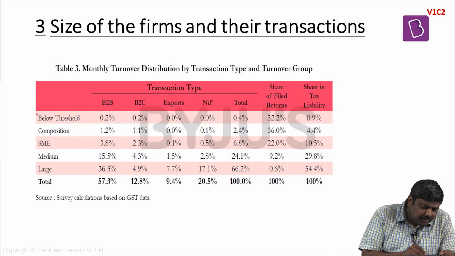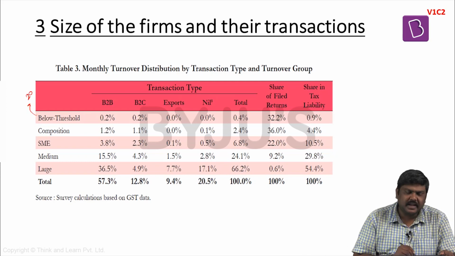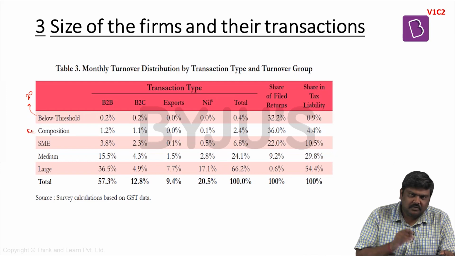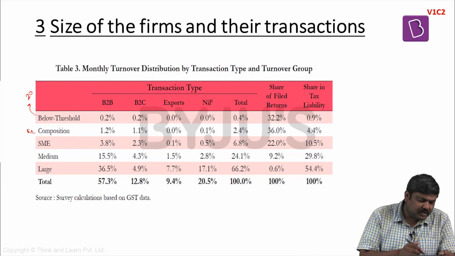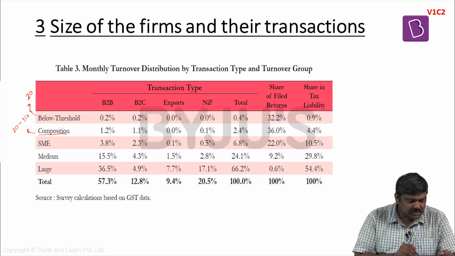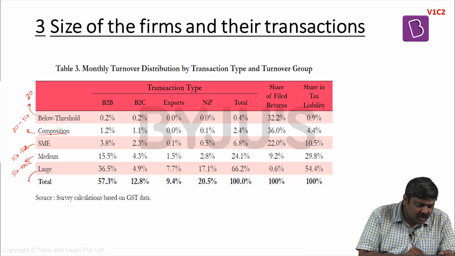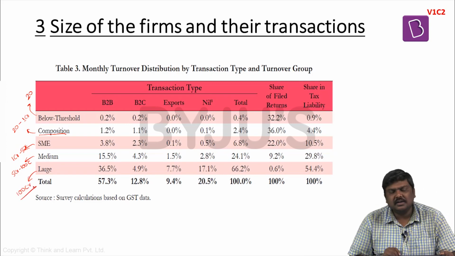For example, below threshold are the firms where the turnover is lesser than 20 lakh rupees. Composition, for the sake of calculation, they have said that the firms whose turnover is more than 20 lakh but lesser than 1 crore rupees will be under composition. SMEs, the turnover will be more than 1 crore rupees but lesser than 5 crore. Medium, the turnover is more than 5 crore but lesser than 100 crore. And large firms are those where the revenues or the turnover is more than 100 crore rupees.